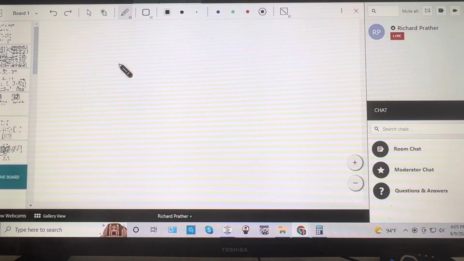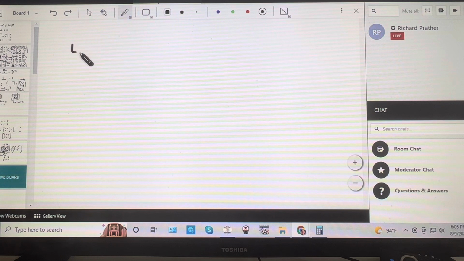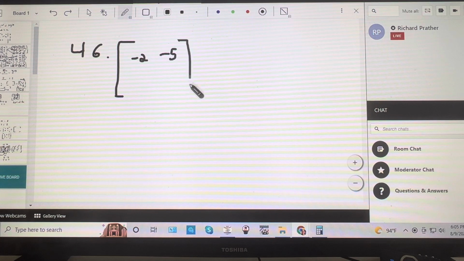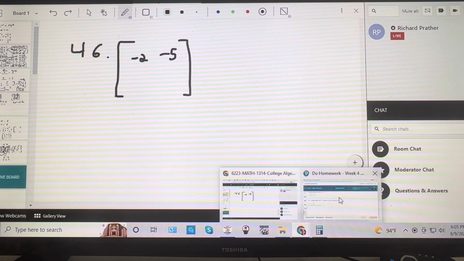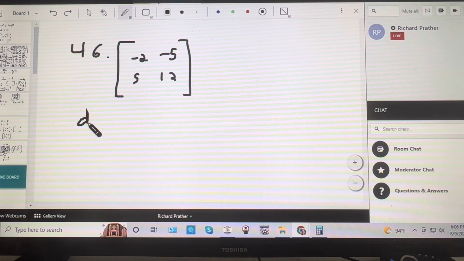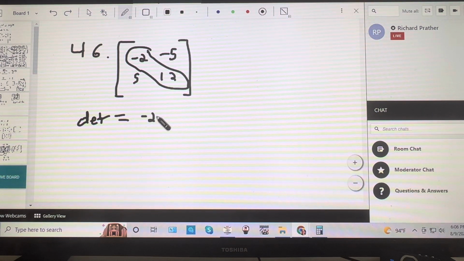So an inverse of a 2 by 2 is not too hard to do. For a 2 by 2, you find the determinant first. If you get 0 for the determinant, you can stop and say there's definitely no inverse. So negative 2 times 12 is negative 24.